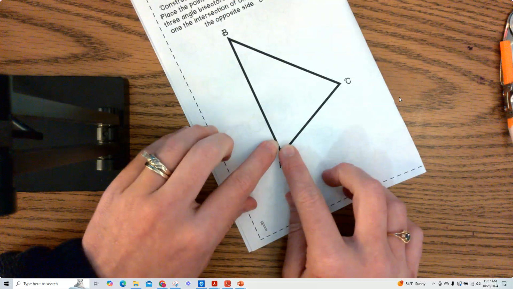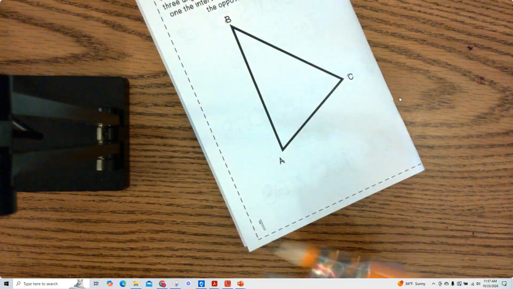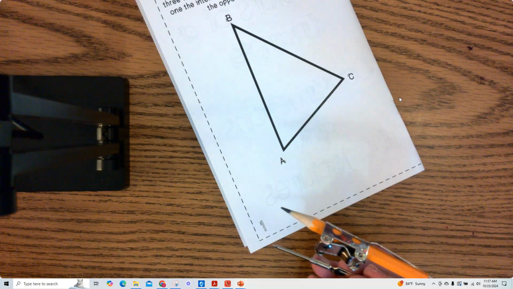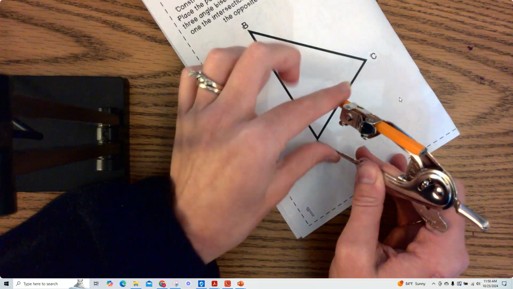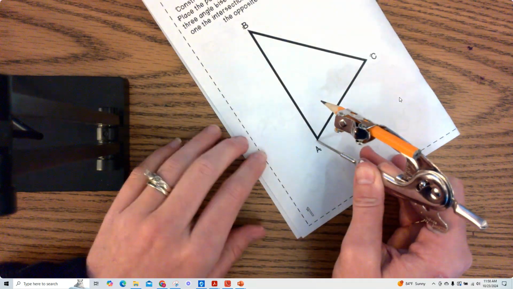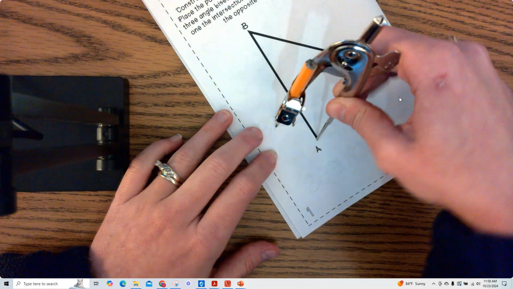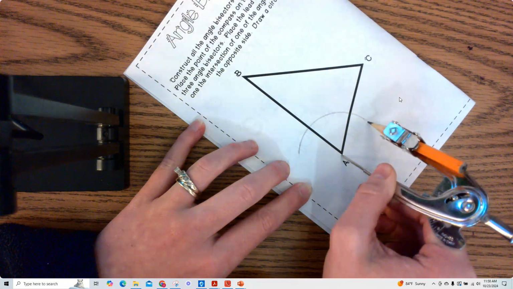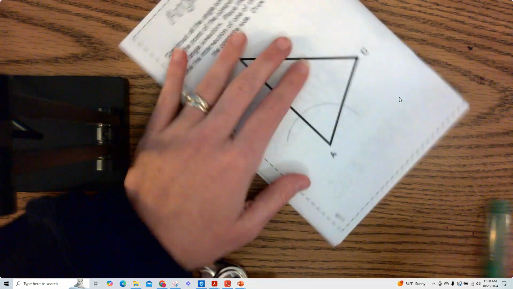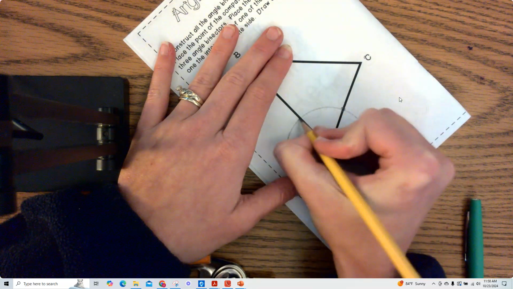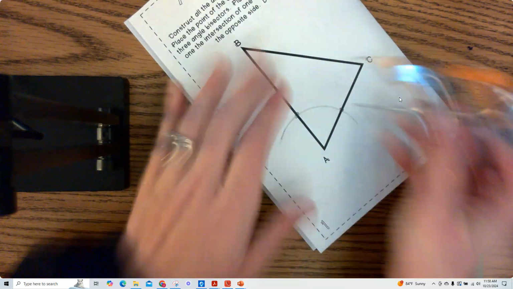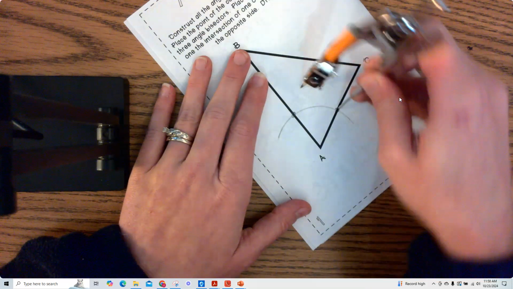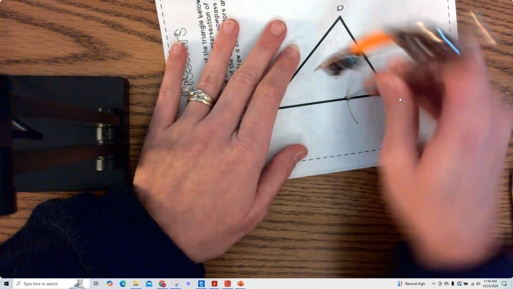So to do a bisector, let's do A. It doesn't matter how far you set your compass here. Don't go too small because it gets hard. But you're going to make an arc that goes across that whole angle, angle A. And then where that arc intersects the two adjacent sides, that's where you go to next with your compass. So you put the point on those two intersections and make two arcs that'll cross.